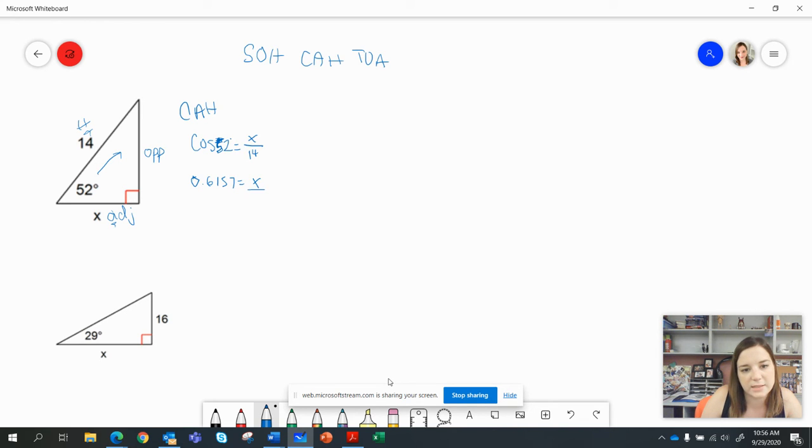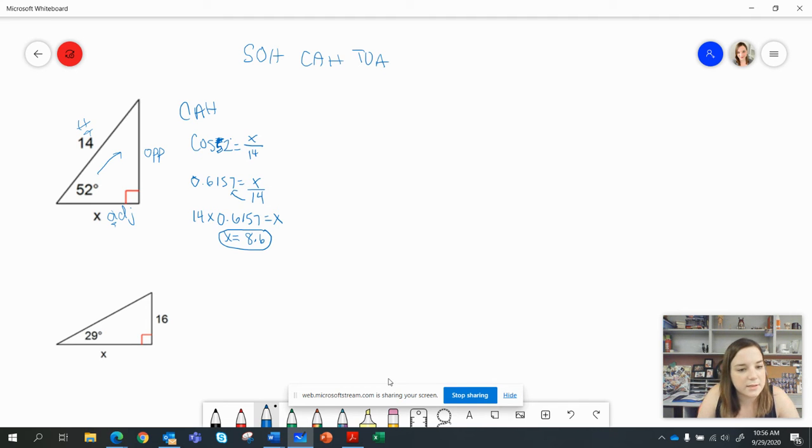So remember, I said at least 4 decimal places early on in the work. You could do a few more if you wanted. From here, we are cross-multiplying this 14, so it becomes 14 times those decimals that we just wrote. So 14 times 0.6157 is going to be equal to x. So we find that x is equal to 8.6. And then that's our final answer.